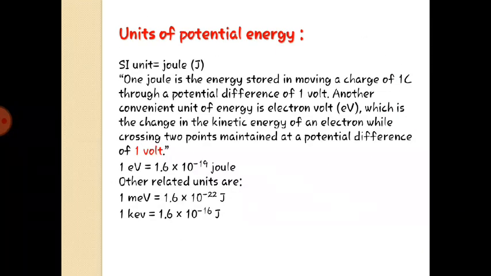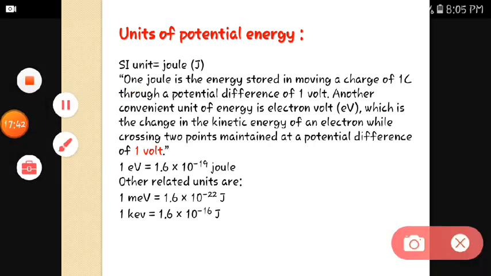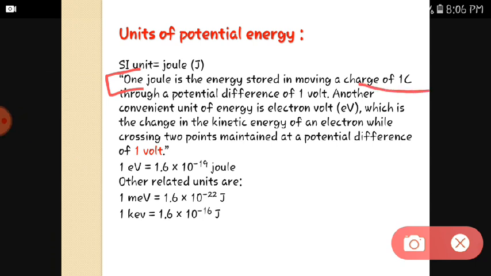What is that? Units of potential energy. As it is energy, it should be in terms of joule. As we have seen, the formula gives you the relation between charges and the distance between them, and the distance is nothing but potential. So it deals with coulomb and volt. So 1 joule is nothing but energy stored. 1 joule is the energy stored in moving a charge of 1 coulomb through a potential difference of 1 volt, as we have seen in the formula Q1 Q2 by R. Q1 Q2 are charges, which gives you the coulomb.